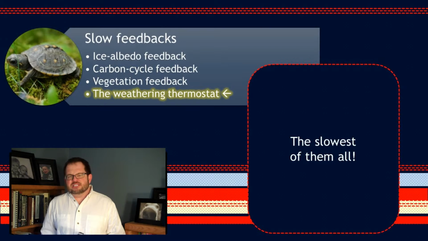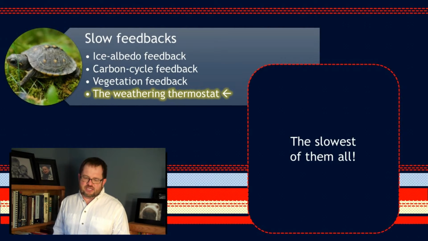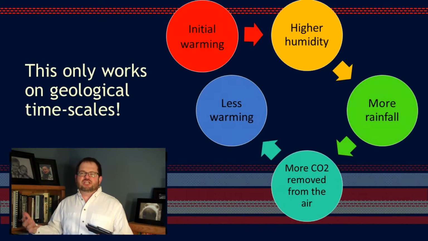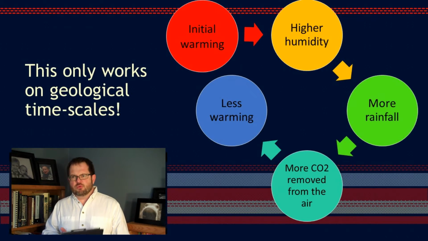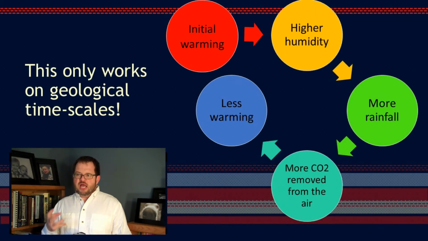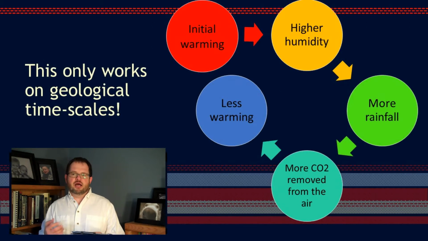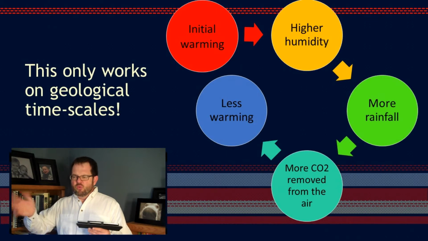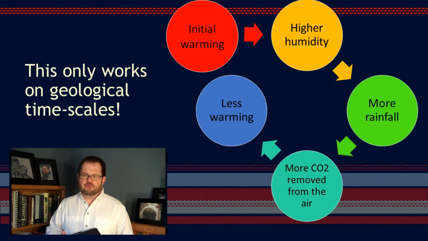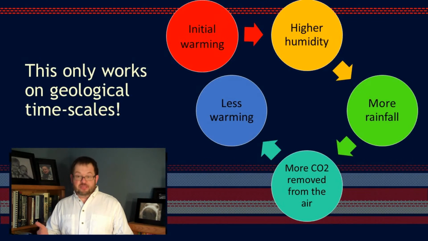The final one is probably our slowest feedback that we're going to talk about in this lecture, and that's the weathering thermostat. The weathering thermostat only really works on geologic timescales. It takes like millions of years for this to work. But if you do have more carbon dioxide in the atmosphere, you might remember that one of the ways you can get carbon dioxide out of the atmosphere is by precipitation. A certain amount of carbon dioxide does dissolve into raindrops and form little weak carbonic acid droplets, which when they fall on the ground can react with minerals and eventually result in things like limestone.